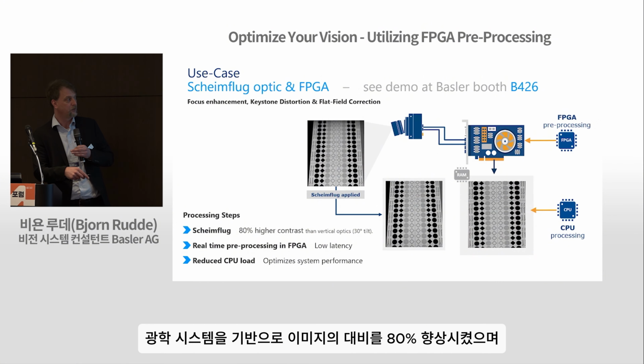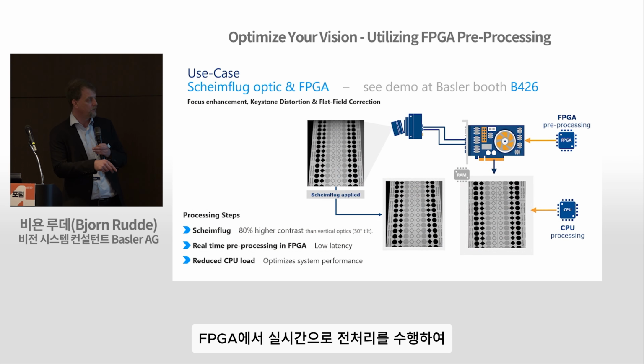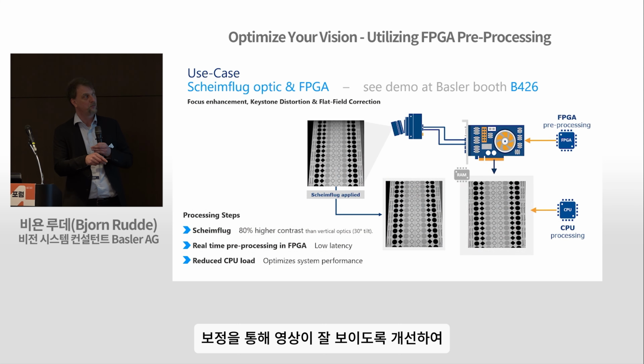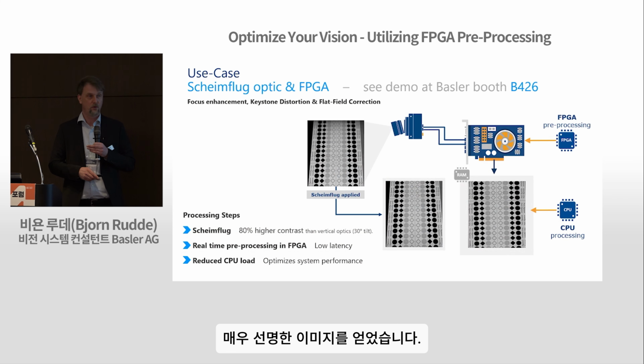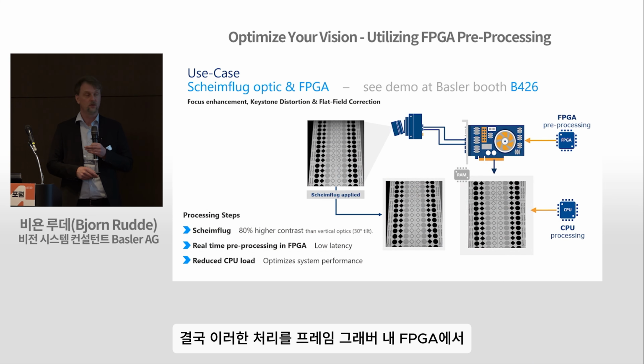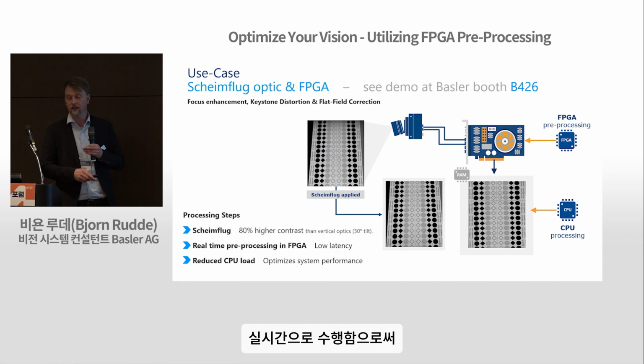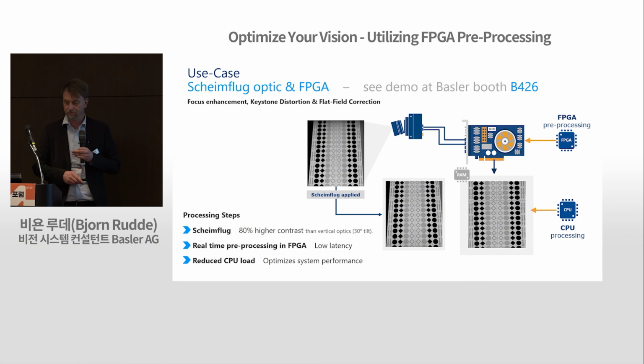So the 80% higher contrast, that's based on the optics, but then you have the real-time pre-processing in the FPGA correcting the perspective problem of this one to a very nice image for the further processing. So it's targeting for reducing the CPU load by using the FPGA again inside of the frame grabber.